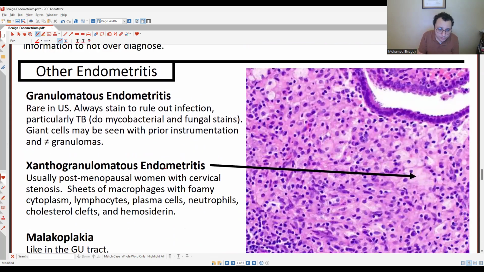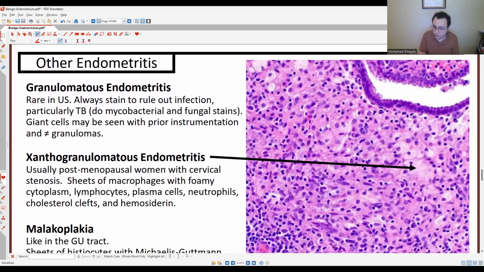The other types of endometritis, read about them; they are not boardable and not fairly common in clinical practice and in our daily sign-outs, but I saw this one time: xanthogranulomatous endometritis. It looks like xanthogranulomatous pyelonephritis, the same thing. What's the theme for anything in pathology that you call xanthogranulomatous? Anybody can tell me? When I say xanthogranulomatous anywhere, xanthogranulomatous pyelonephritis, xanthogranulomatous endometritis, xanthogranulomatous anything, what do you see?